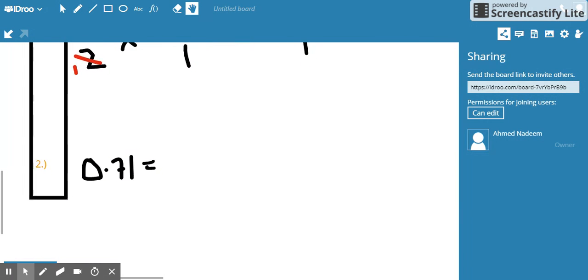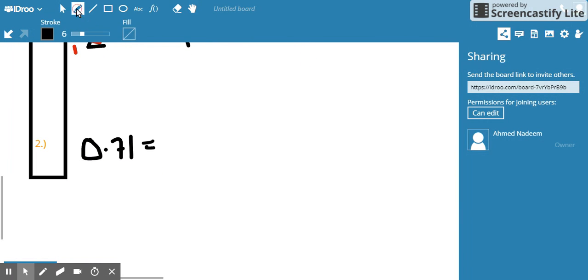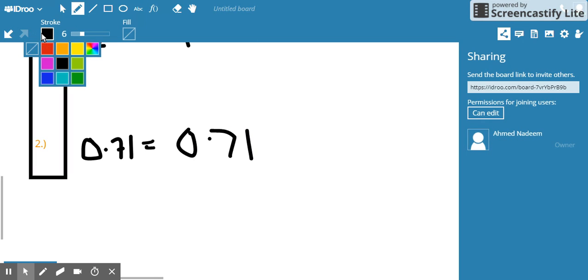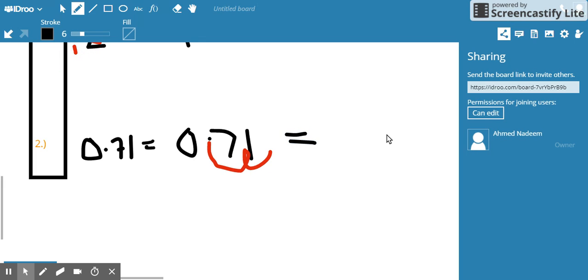Next is a decimal. Decimals are easy to do, and I'll show you how. Let's rewrite this as 0.71. It's simple. You have to times it by 100, so you have to move the decimal point. Because there are 2 zeros in the 100, you move the decimal point 2 places forward, so it becomes 71. So 71% is the answer.